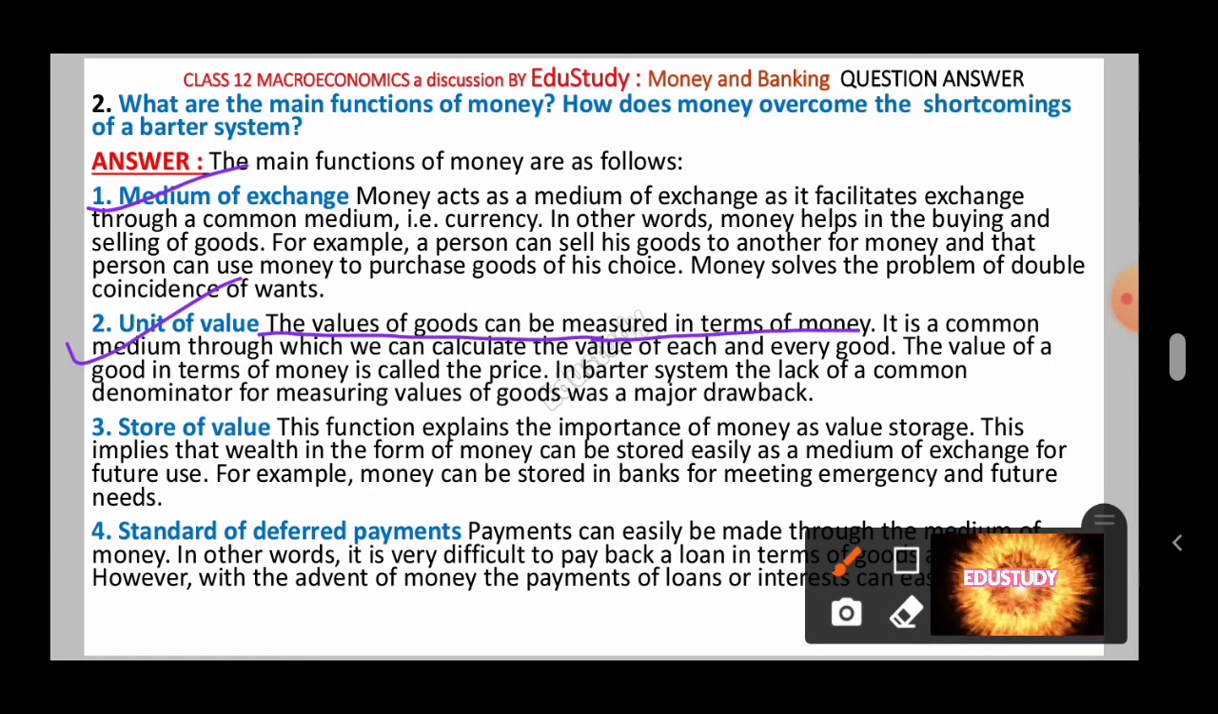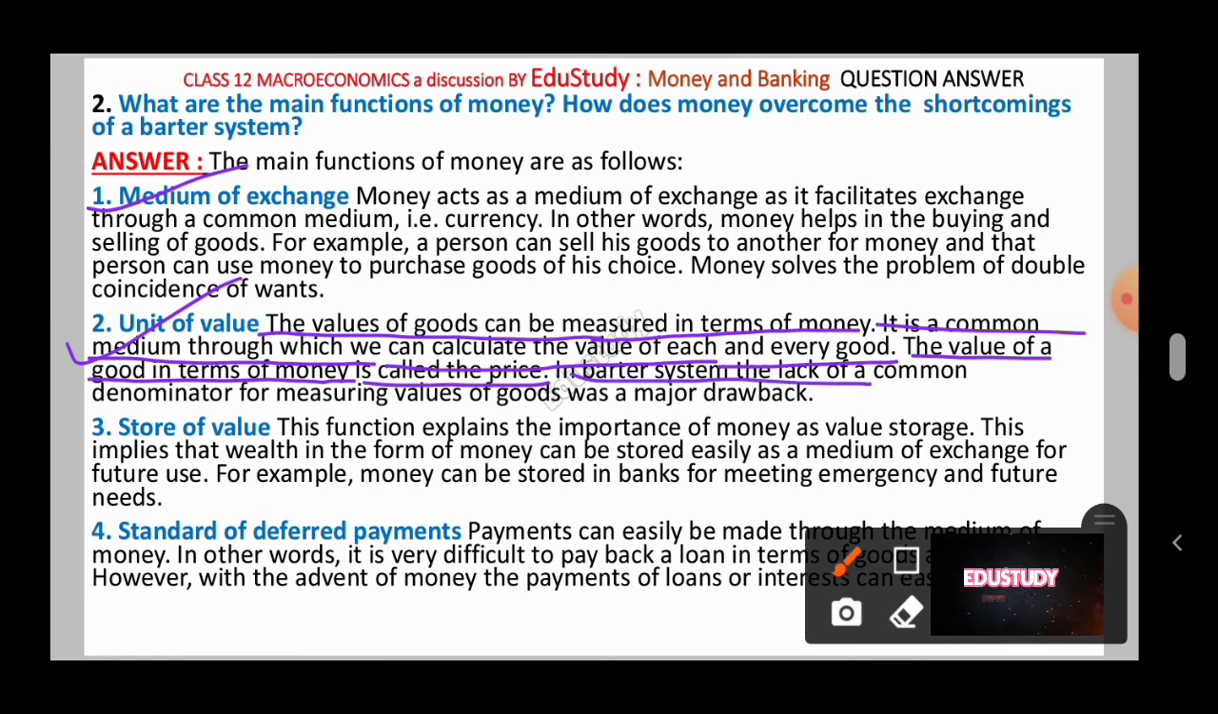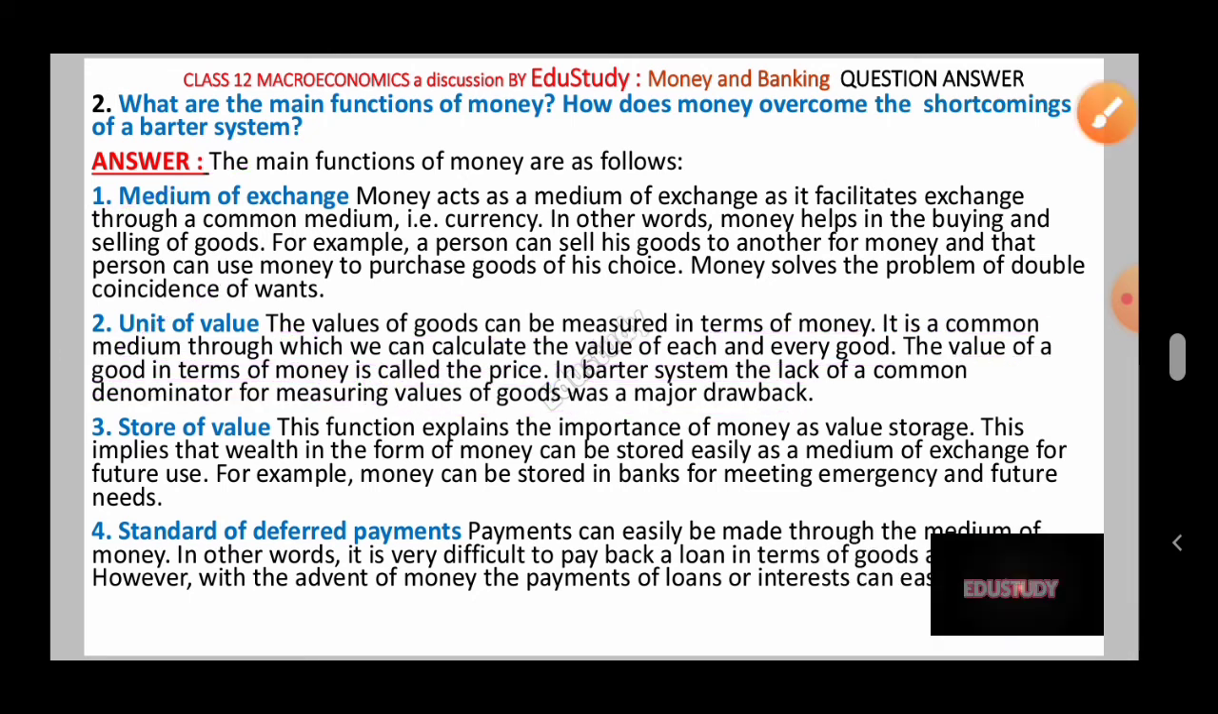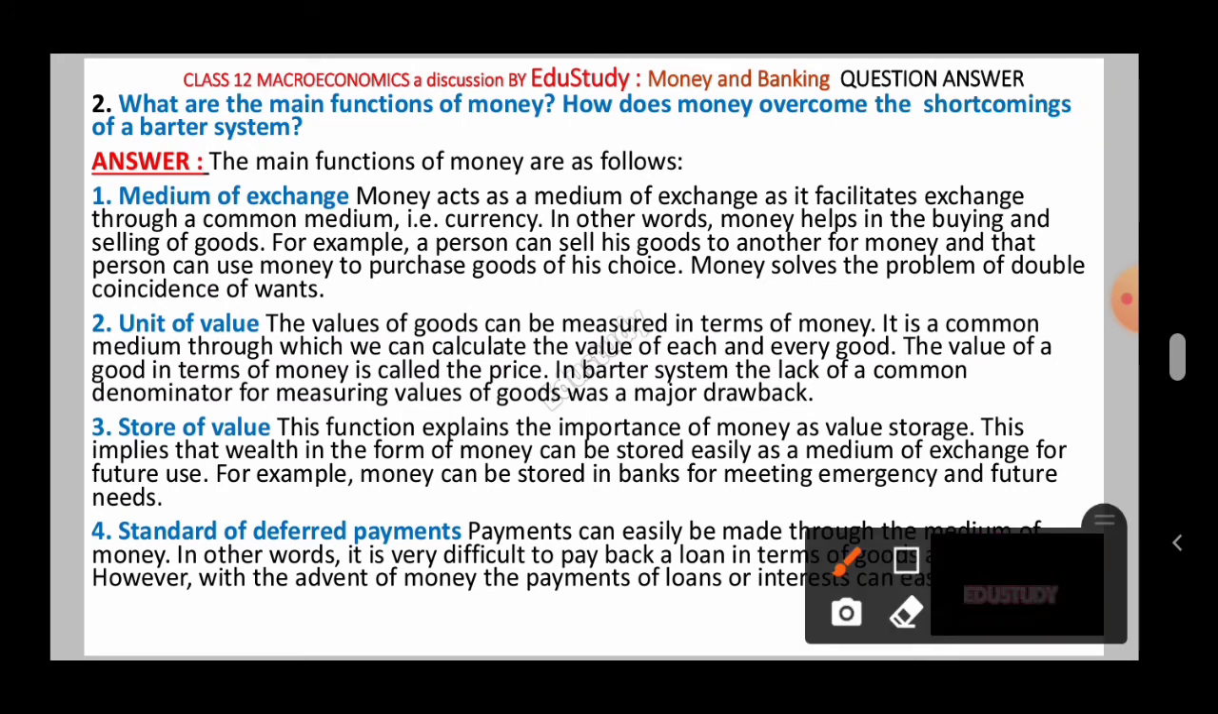In terms of, that means any goods value you can measure in terms of money. So it is a common medium through which we can calculate the value of each and every good. The value of a good in terms of money is called the price. In barter system, the lack of a common denominator for measuring values of goods was a major drawback. So that was the major drawback in the barter system, but that was overcome by money being a unit of value. Next, third one is the store of value.